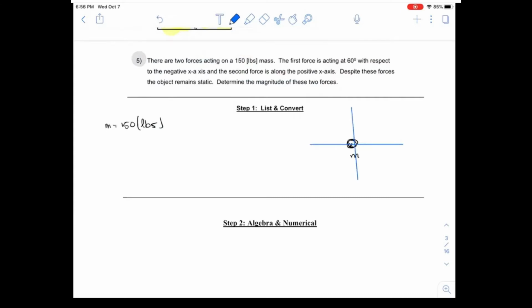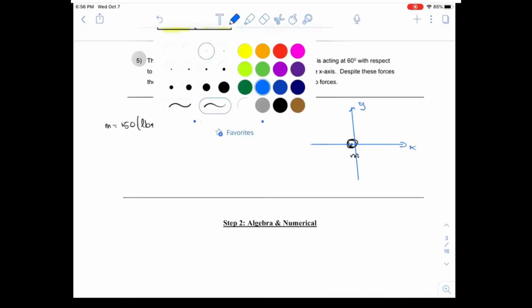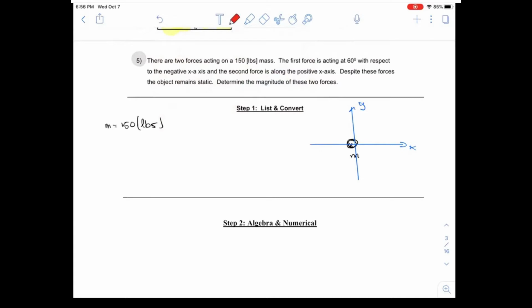So this is something that you guys have to kind of get used to. You got your x-axis, you got your y-axis. And then I'm going to place the forces on it. There is a force acting on it in this direction. I'll make this F1. Here's the angle. All right, so that angle is going to be 60 degrees. Okay, and there's a second force acting on it parallel to the x direction. This is going to be F2. All right, so despite these forces, the object is going to remain static, which means that it's not going to move. So determine the magnitude of these forces.